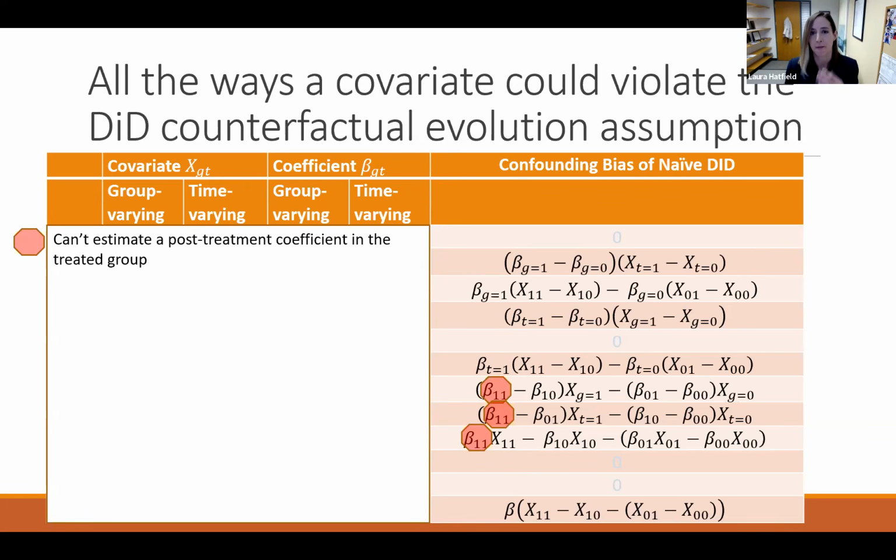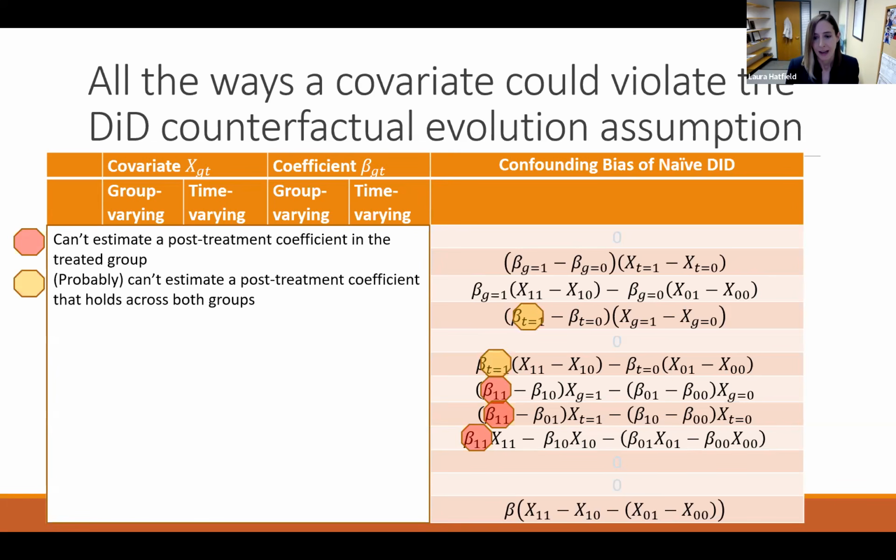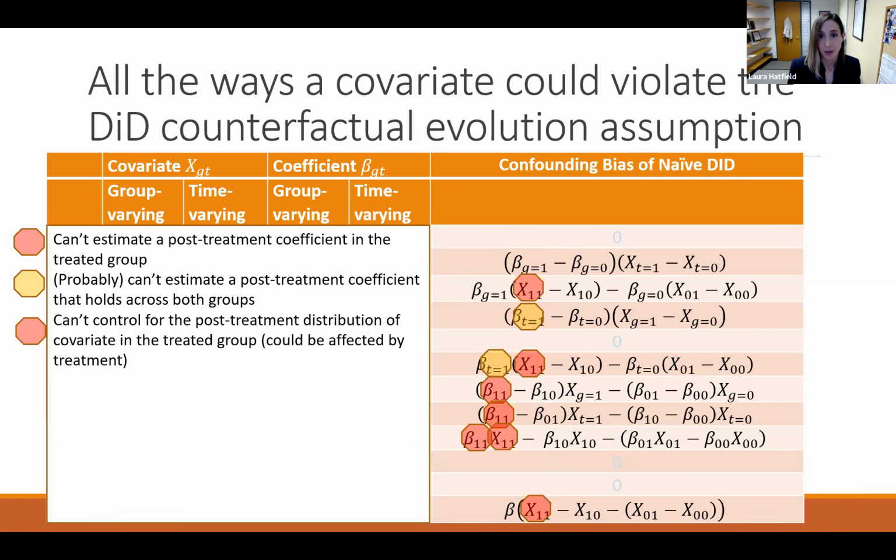So if we wanted to fit the correct regression model that would adjust for this confounding, we can't do it in these three scenarios that have a treatment post coefficient that we would need to correctly estimate. And we probably can't do it even when the treatment coefficient is changing over time and it's doing so in both groups simultaneously, because we would need information from the treated group to get that beta in the post period. We also can't control for post-treatment distribution of covariates in the treated group, usually.